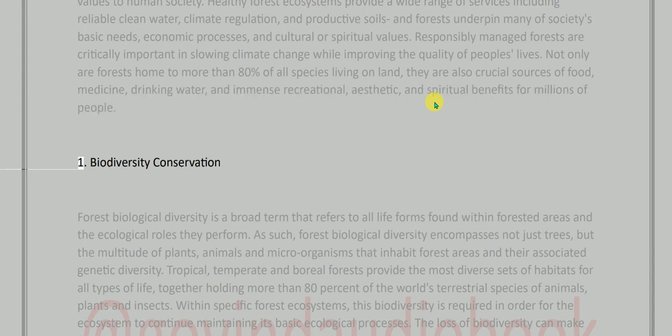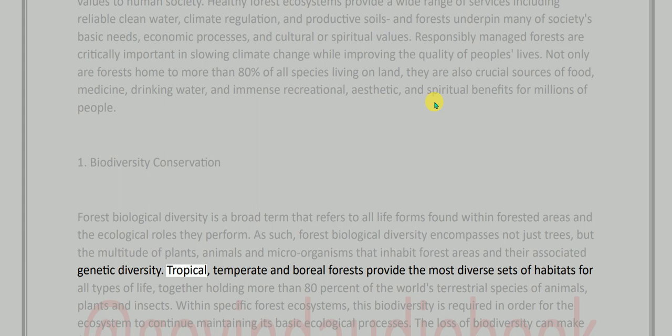1. Biodiversity conservation. Forest biological diversity is a broad term that refers to all life forms found within forested areas and the ecological roles they perform. As such, forest biological diversity encompasses not just trees, but the multitude of plants, animals and microorganisms that inhabit forest areas and their associated genetic diversity.